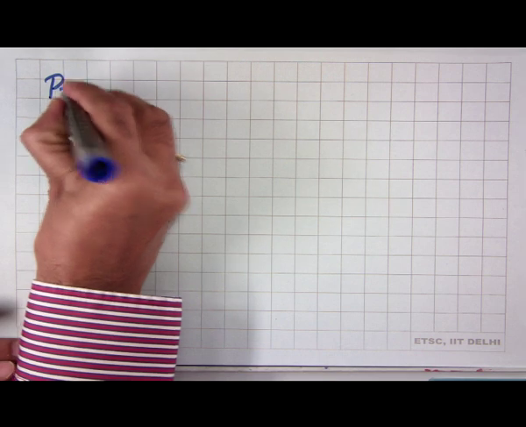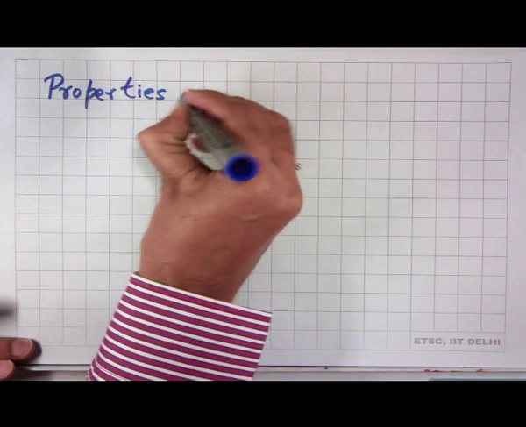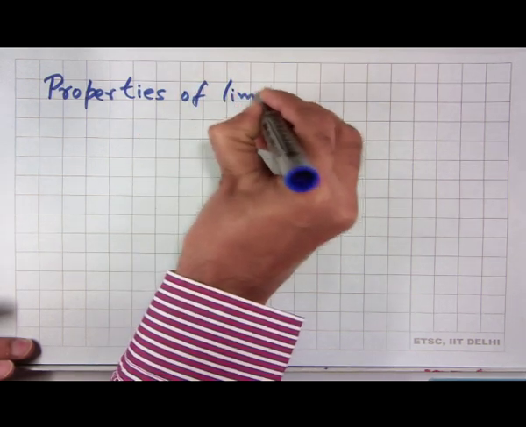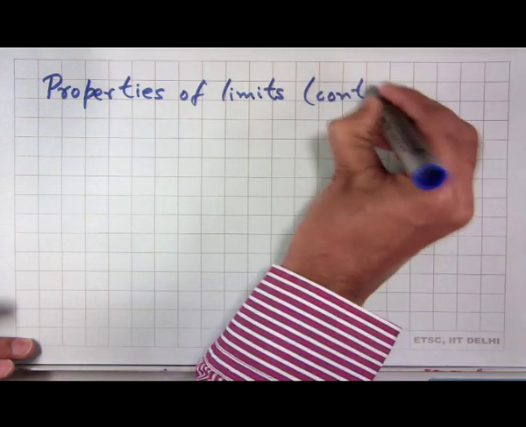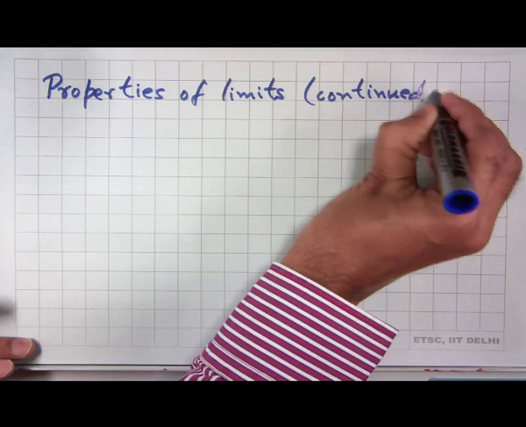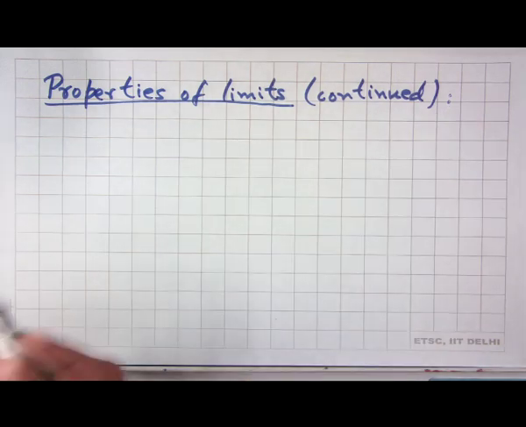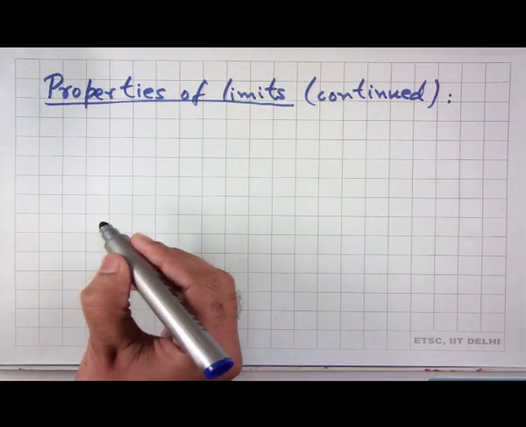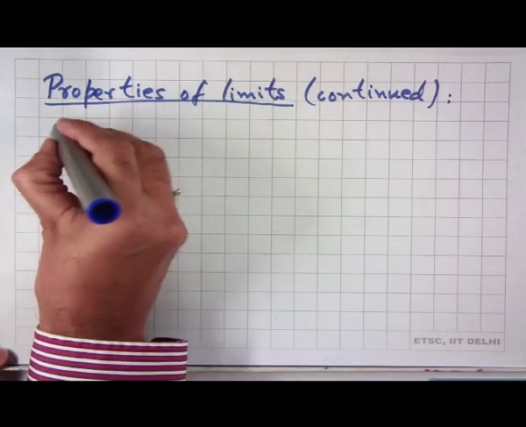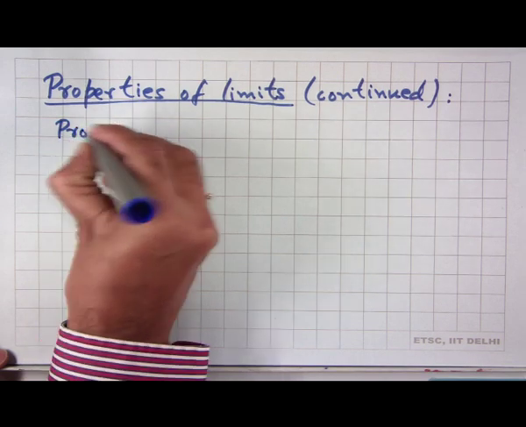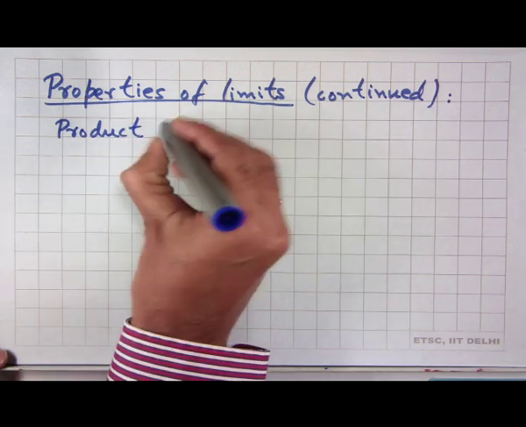So, we will continue with properties of limits, continued. Last time we saw the sum difference rule and then the multiple of a constant. Today let us see what happens to the limit of the product of functions. So, product rule.